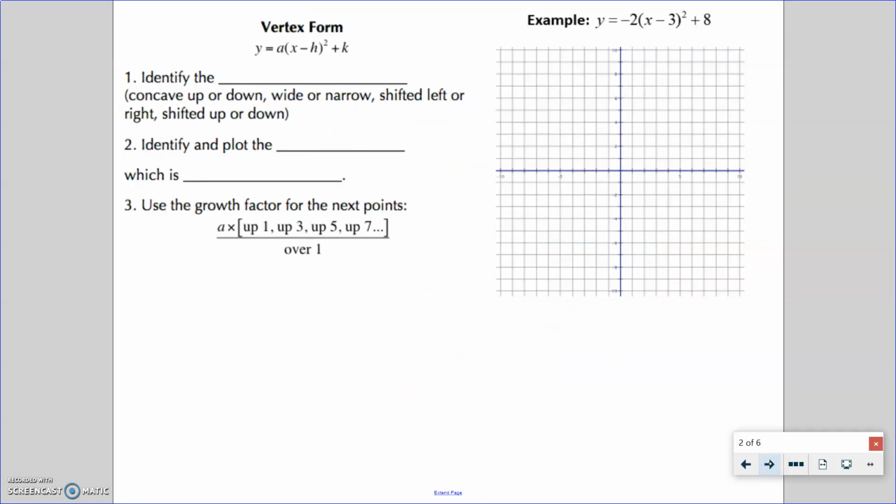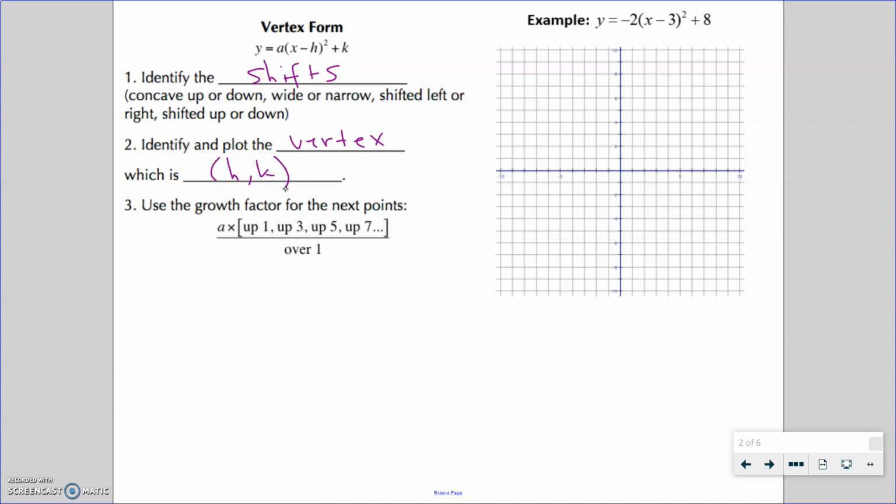So what we're going to do today is I'm just going to review some of the topics we talked about, because Chapter 9 continues on with quadratics, and we got to make sure we know what we knew back in Chapter 8 as well. So for vertex form, first thing you always want to identify is the shifts. Okay, you can also say identify the transformations. So concave up or down, is it wide or narrow? Did it shift left or right, up or down? All that kind of stuff, okay? Identify and plot the vertex. That's always the first point, which is going to be your H, comma, K.